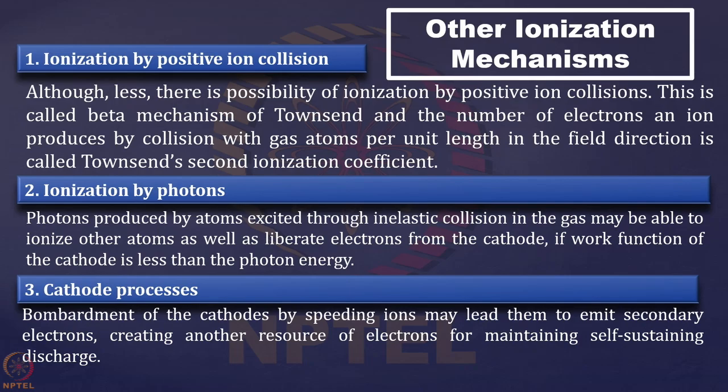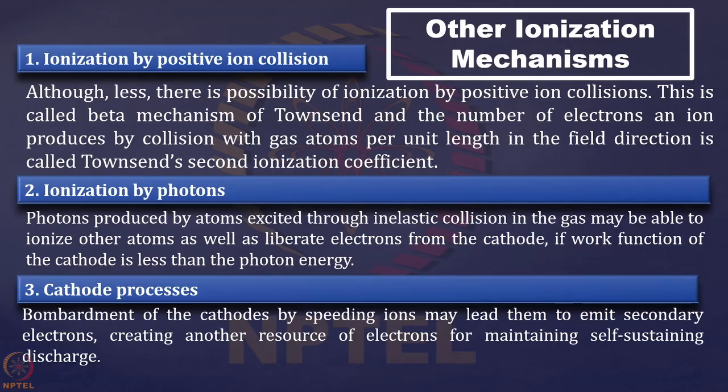So apart from Townsend's fast ionization mechanism, what I have just discussed, there is ionization by positive ion collision as well. Electrons collide and impart energy to the atoms, causing them to ionize. That is the common thing, because electrons are highly mobile, they can pick up energy from the electric field very quickly, collide with the atoms, and ionize them. Although less likely, there is a possibility of ionization by positive ion collisions also.